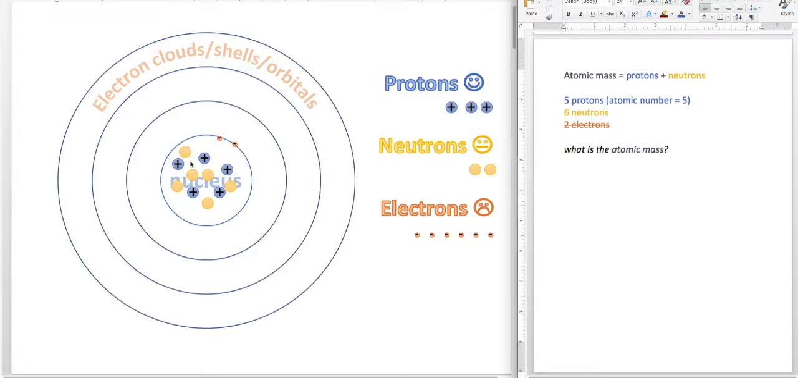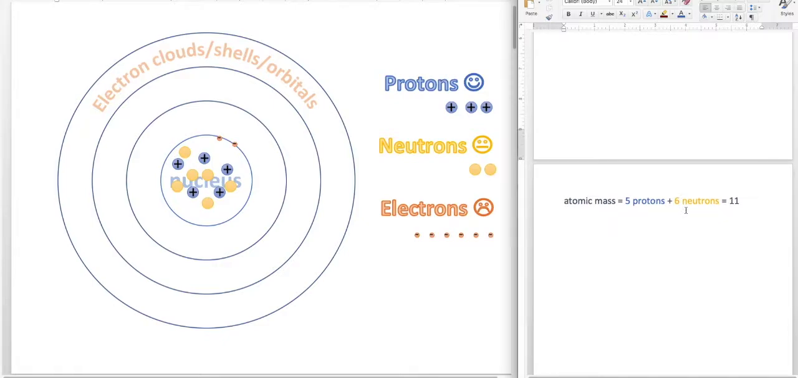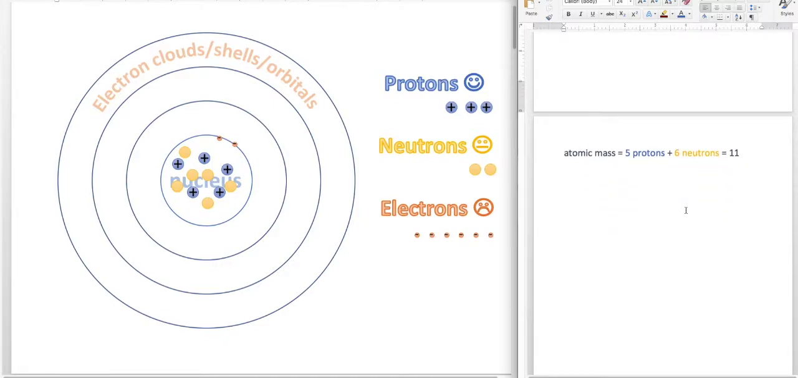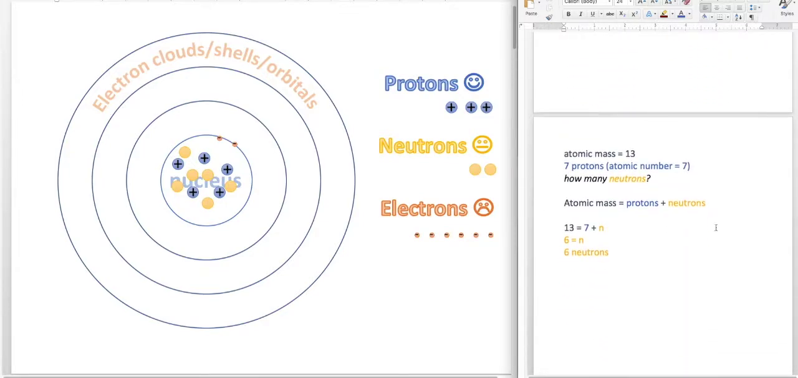1, 2, 3, 4, 5, 6, 7, 8, 9, 10, 11. 11 things in the nucleus, 11 protons and neutrons, and that is the atomic mass. And if we just want to do it using the equation, the atomic mass is 5 protons plus 6 neutrons, and that gives you 11 for the atomic mass. So just some simple addition.